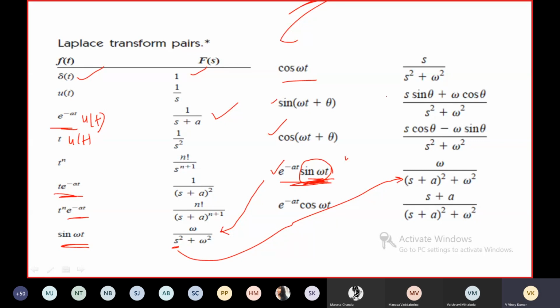Okay. Here also, Laplace of cos omega t is s by s square plus omega square, right? So e power minus at cos omega t means again frequency shifting operation. In place of s you put s plus a, then you get s plus a by (s plus a) whole square plus omega square.